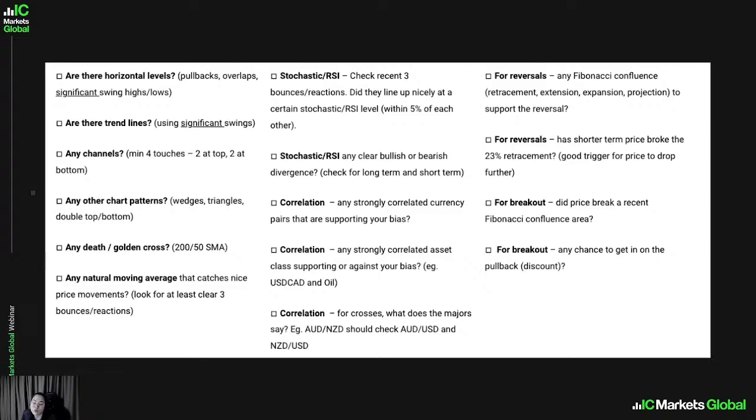Why? Because I want to follow the waves. I want to follow the trend. I don't want to go against the waves. If price is going up, obviously I want to get in for a buy because then there's not much resistance.